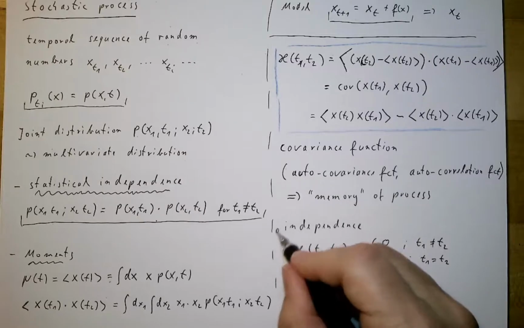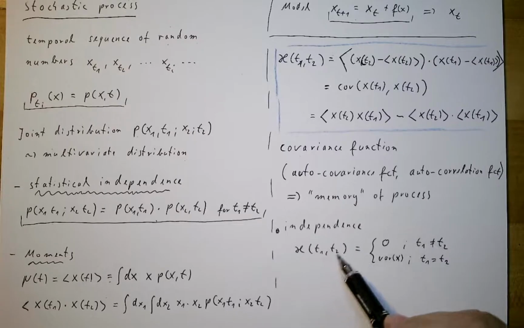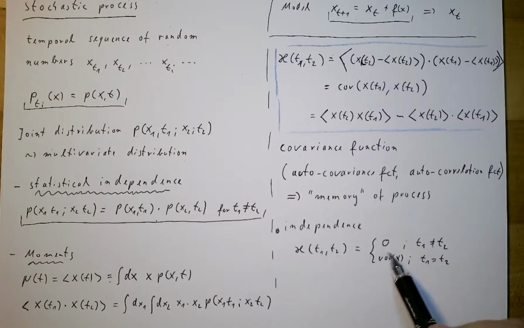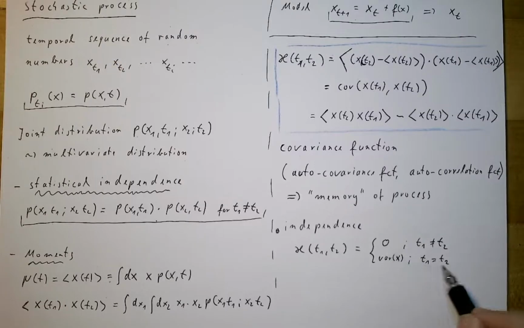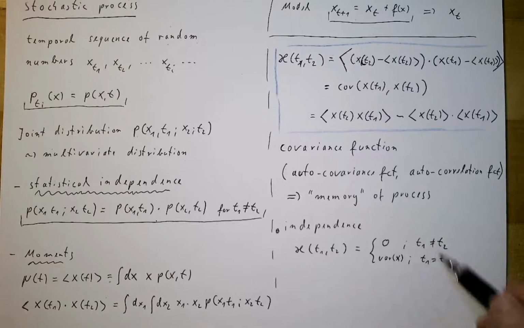So the most simple case is that we have this independence, but then we always have to be careful. Do we speak about different time instances or the same? If we have different time instances, and since we don't have memory, this covariance is 0. But if we have the same time instance, then we have the same random variable, and then this is just the variance of x. So this covariance function is then a function which really depends on whether these time instances are different or identical.